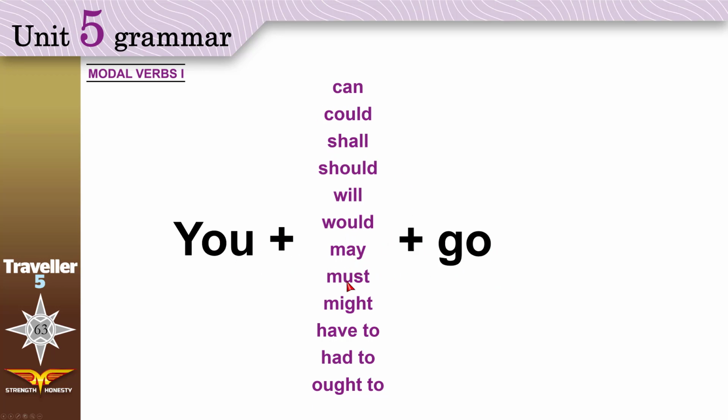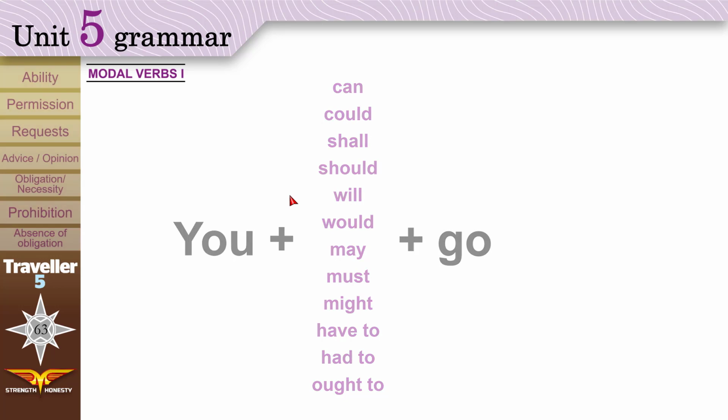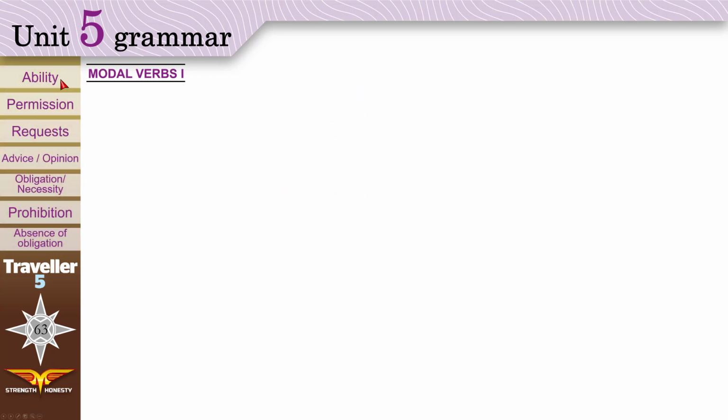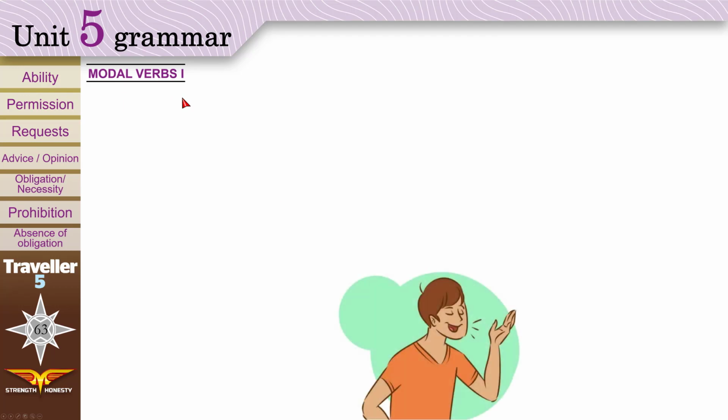Each one of these has its unique use, a different meaning, and some of them, like could as an example, can have multiple uses. In today's video, inshallah, we will learn how to use these modal verbs in different situations. We will start with expressing ability, things you can do.